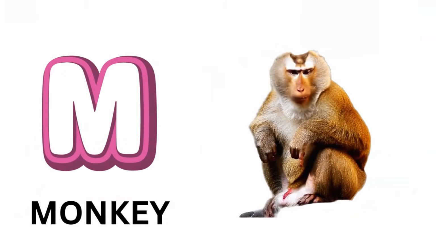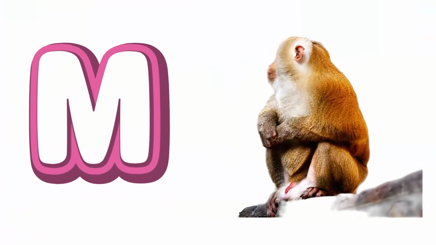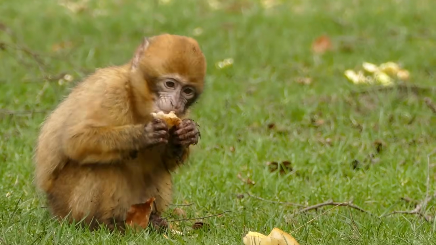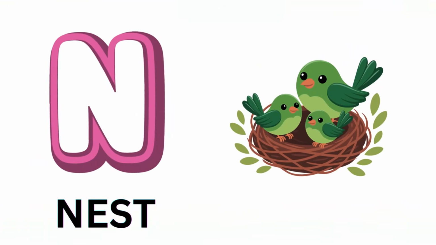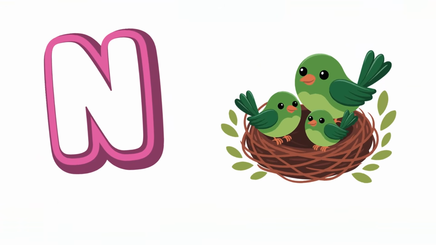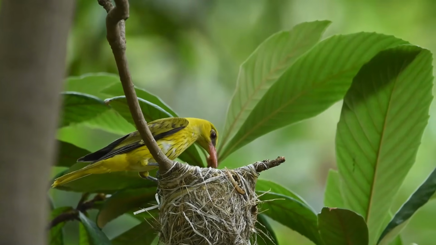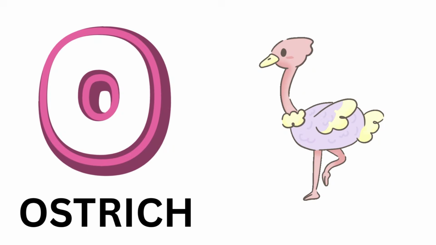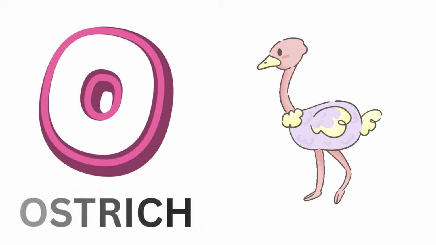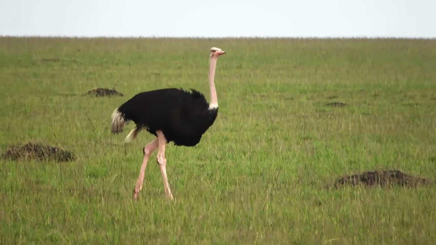M is for monkey. Monkey. M is for monkey. N is for nest. Nest. N is for nest. O is for ostrich. Ostrich. O is for ostrich.